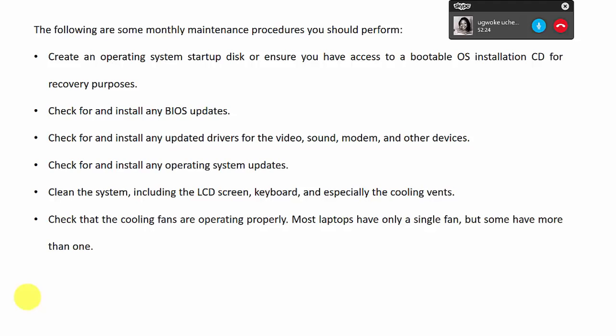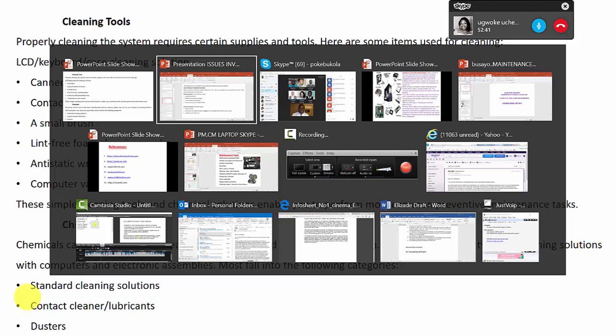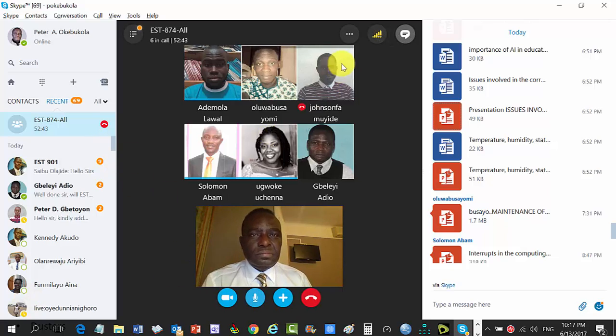Slide 8. Here I talk about daily use. They have mentioned there hand air, contact cleaners, smoke brush, chemicals that we can use for doing that. Standard cleaning solutions, constant cleaner and lubricant duster. Slide 9, cleaning procedures.